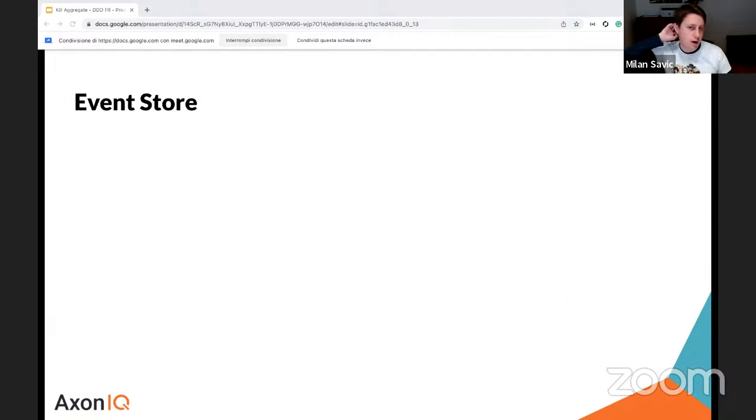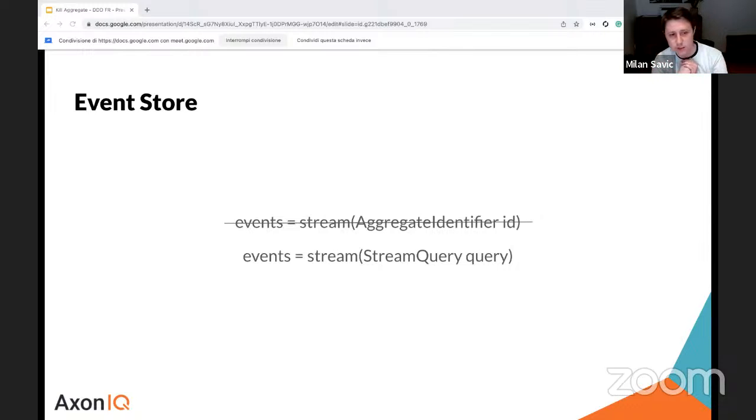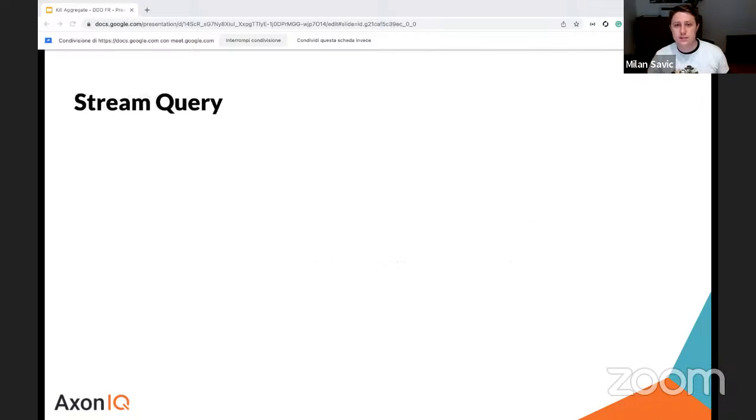This also requires us to adapt our event store APIs. So what we would like to propose is that instead of loading a stream of events based on the aggregate identifier, we load a stream of events based on a certain query that we call a stream query. And I believe we already had a question: what is a stream query? So let me try to answer that one.